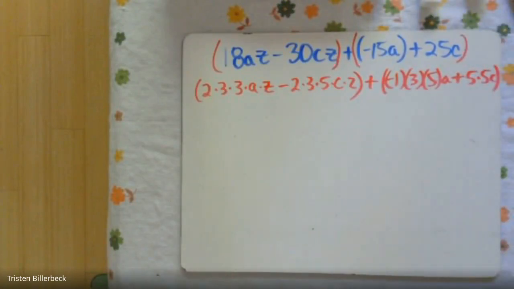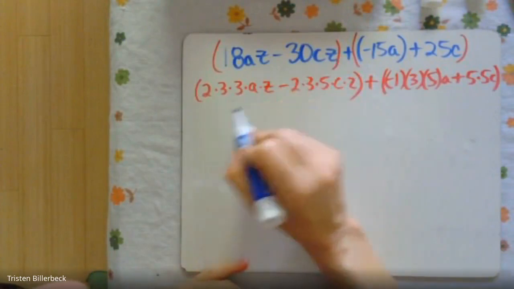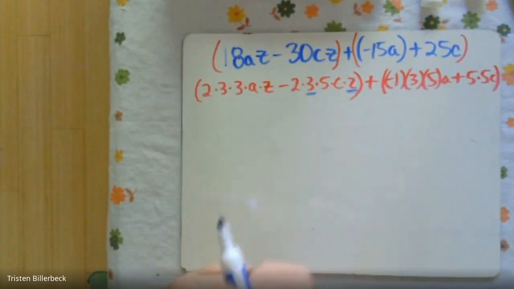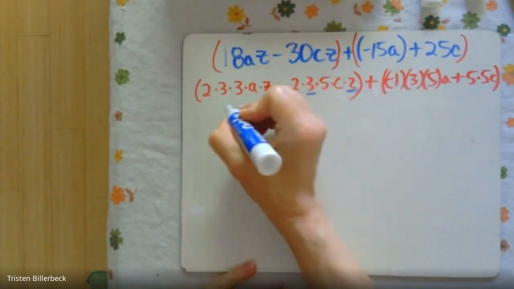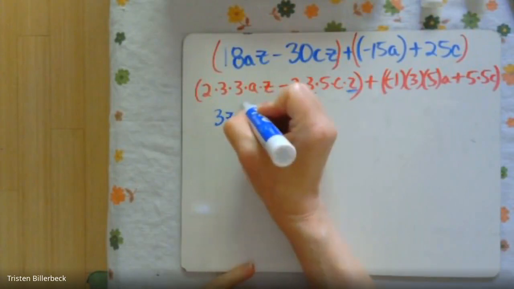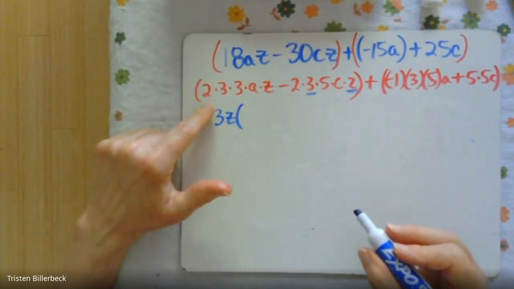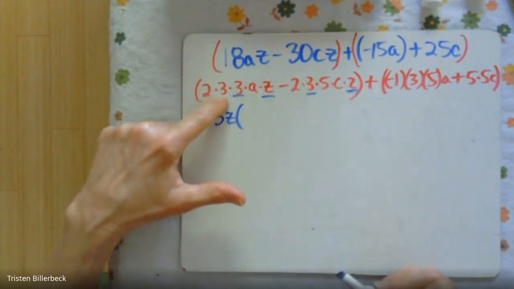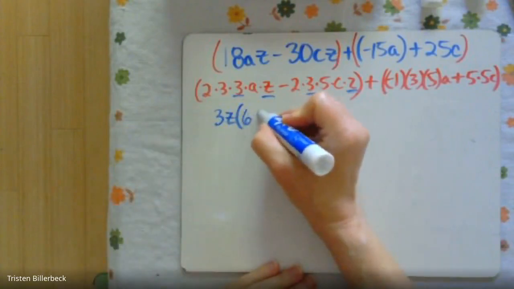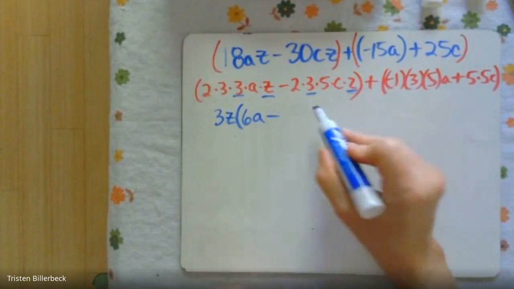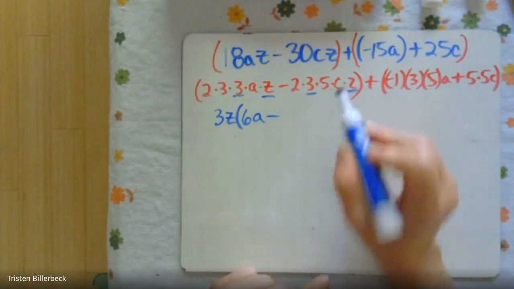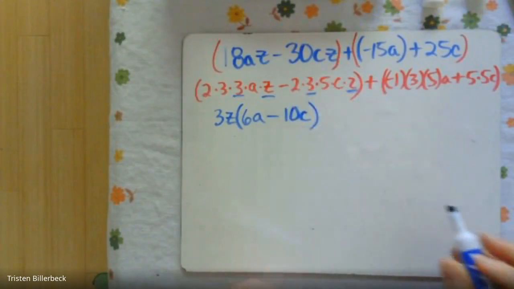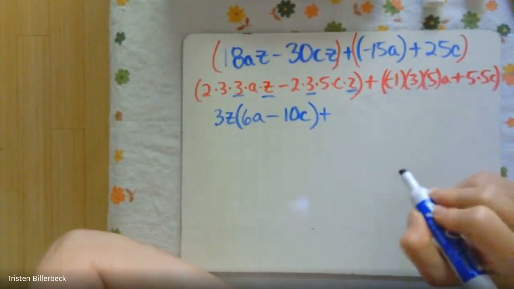Okay, now let's find our like terms. So for this one, we have a z and a 3, and those are like. So let's pull that 3z out. And we have 3z and 3z. So that leaves 2 times 3 is 6. 6 times a is 6a. Minus, and then we have 2 times 5 is 10. Times 6c is 10c.